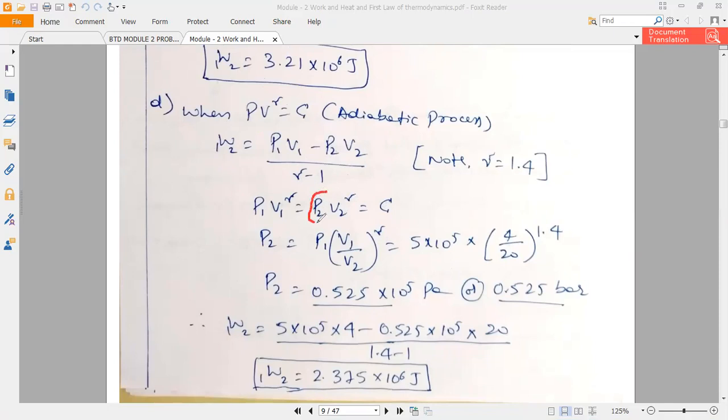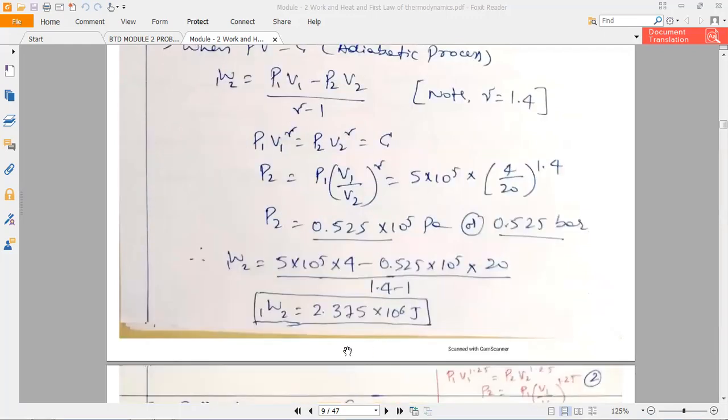So P2 is equal to P1 times V1 by V2 to the power of gamma. What is P1? 5 into 10 to the power of 5. V1 is 4, V2 is 20, to the power of gamma, which is 1.4. Do the calculation, and we obtain P2 as 0.525 bar or 0.525 into 10 to the power 5 Pascal. Similarly, once you know the P2 value, substitute it here. Remaining all the values we know, so find out the work transfer. The work transfer is 2.375 into 10 to the power of 6 joule.